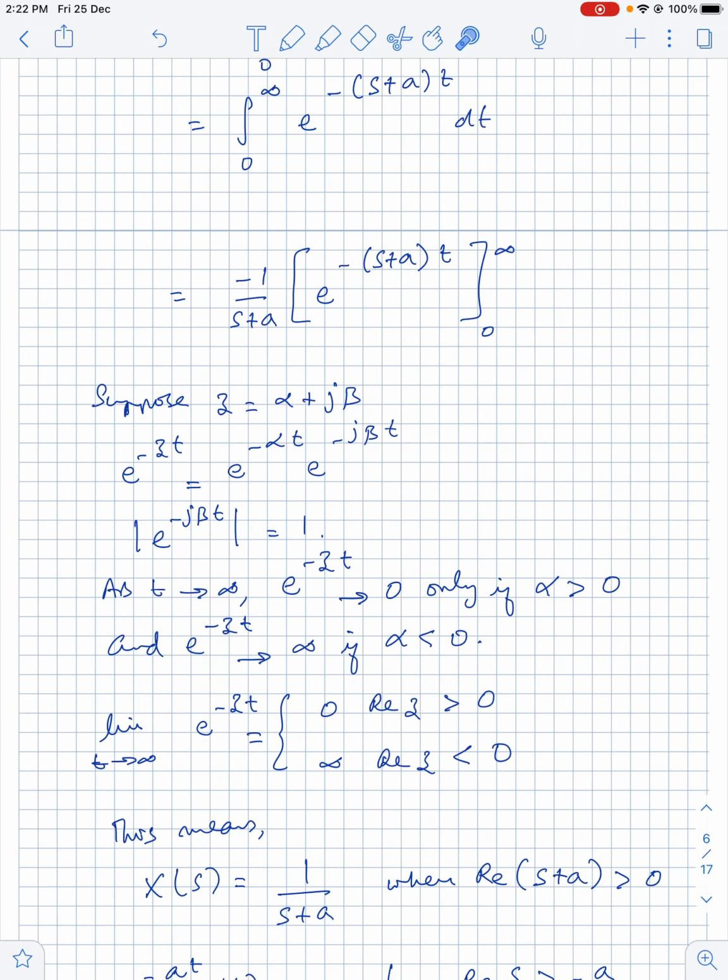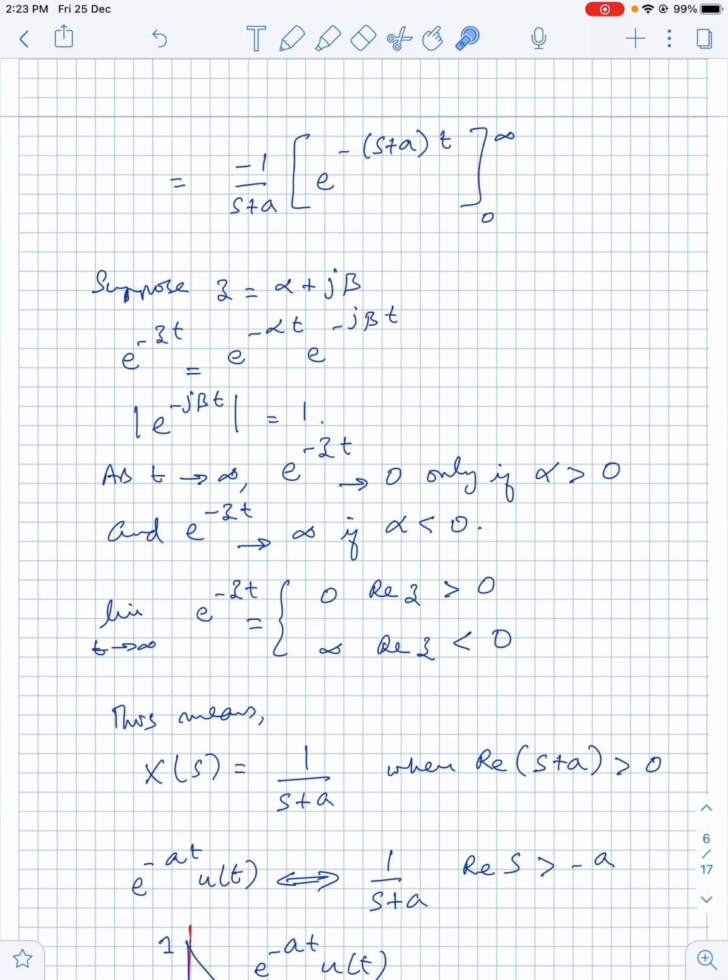So the summary of the previous one is that in the limit t tending to infinity, e raised to minus zt is 0 if the real part of z is greater than 0, and is infinity if the real part of z is less than 0. So applying this to this one here, the only difference is that now our z is replaced by s plus a.